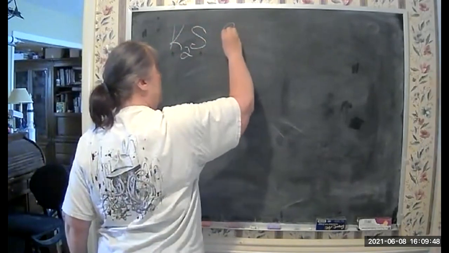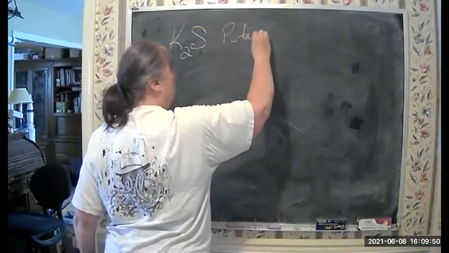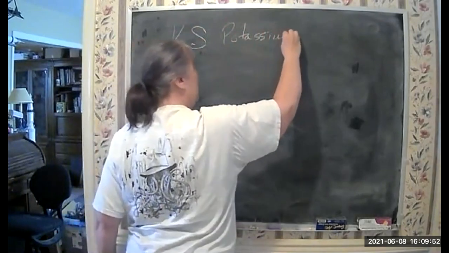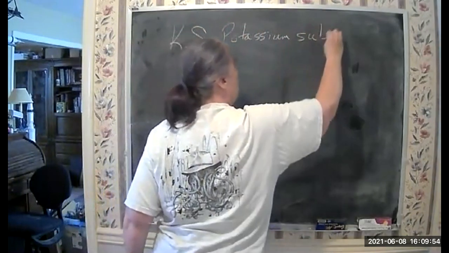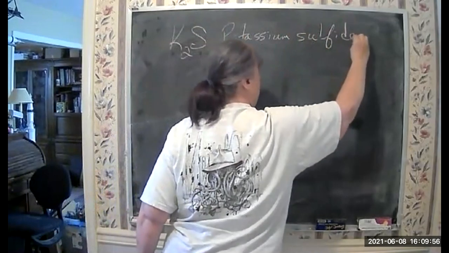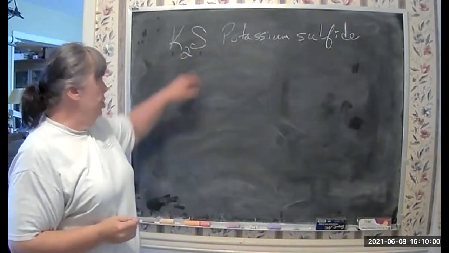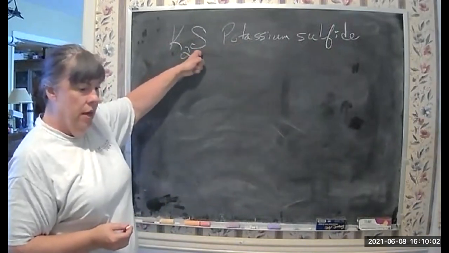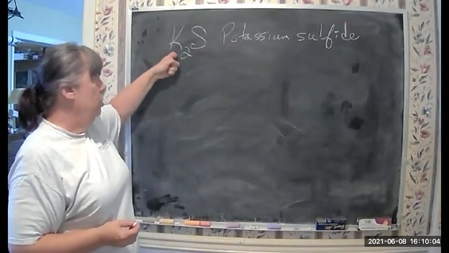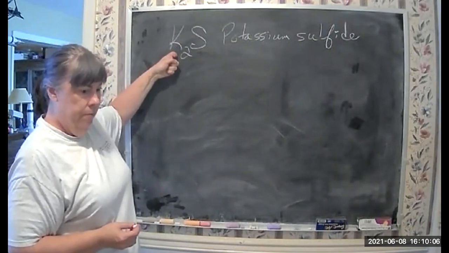If we name this, we're going to call it potassium sulfide. That way you have the IDE ending that is true to indicate that this is your anion part, and then you have the name of the metal for the front end there.